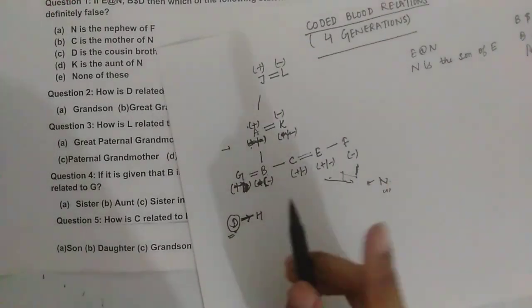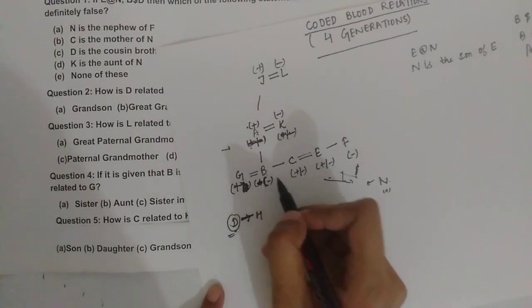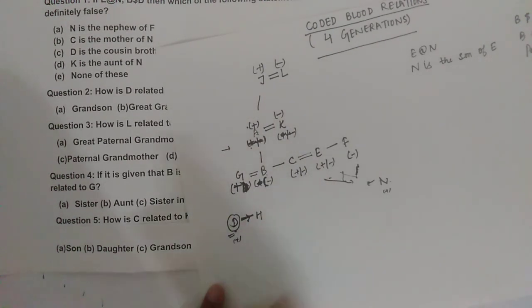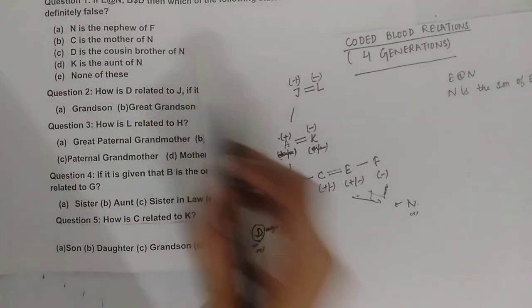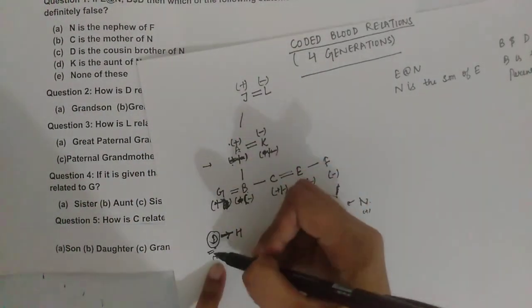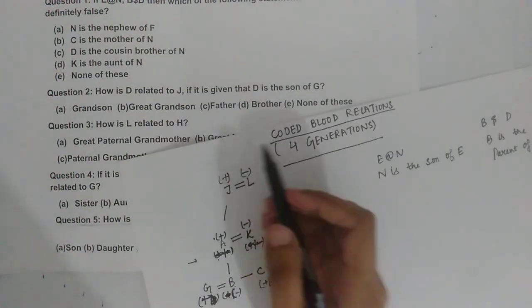Now if it is given that D is the son of G, means D and H are children of G and B, and if it is given that D is a male, D is the son of G, then how is D related to G? So how will D relate to G? Tell me.